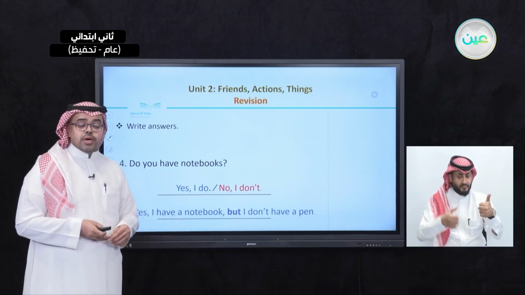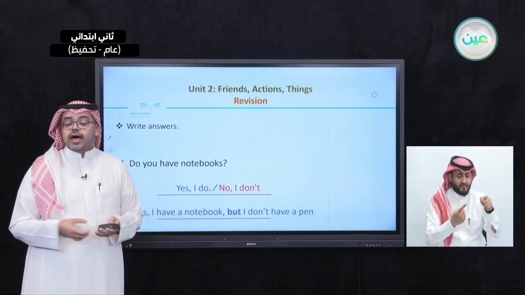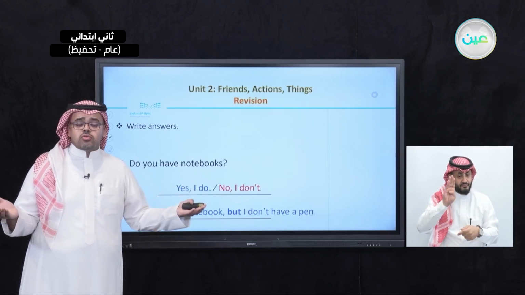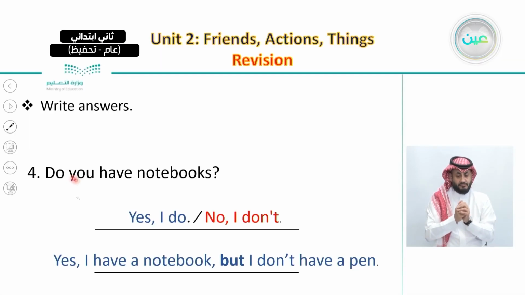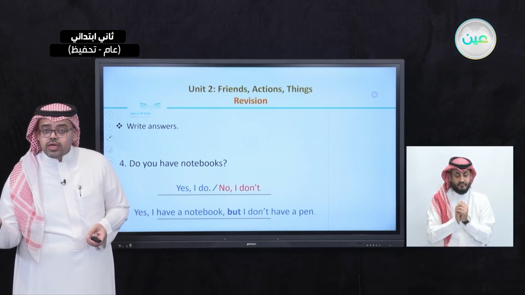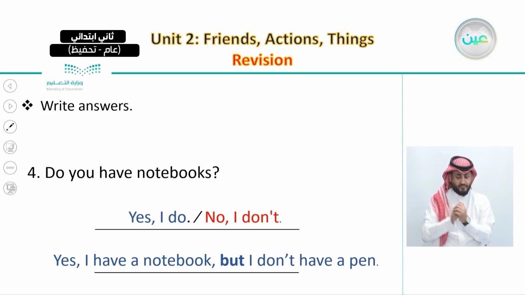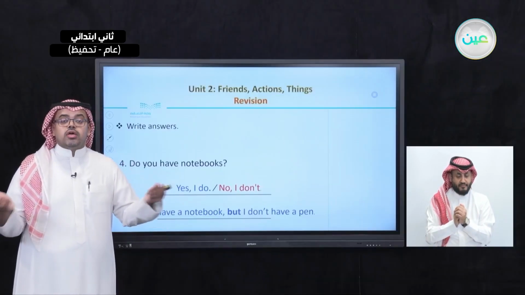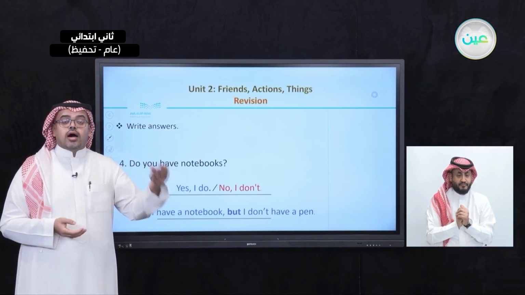And also we talked about how we use the word but. So, if we have something, but we don't have the other thing, in this case we use the word but. For example, do you have notebooks? Yes, I have a notebook, but I don't have a pen. So if I have one thing, but I don't have the other, we use the word but. And if I have one thing and I have the other, we use the word and. I have cookies and I have milk.